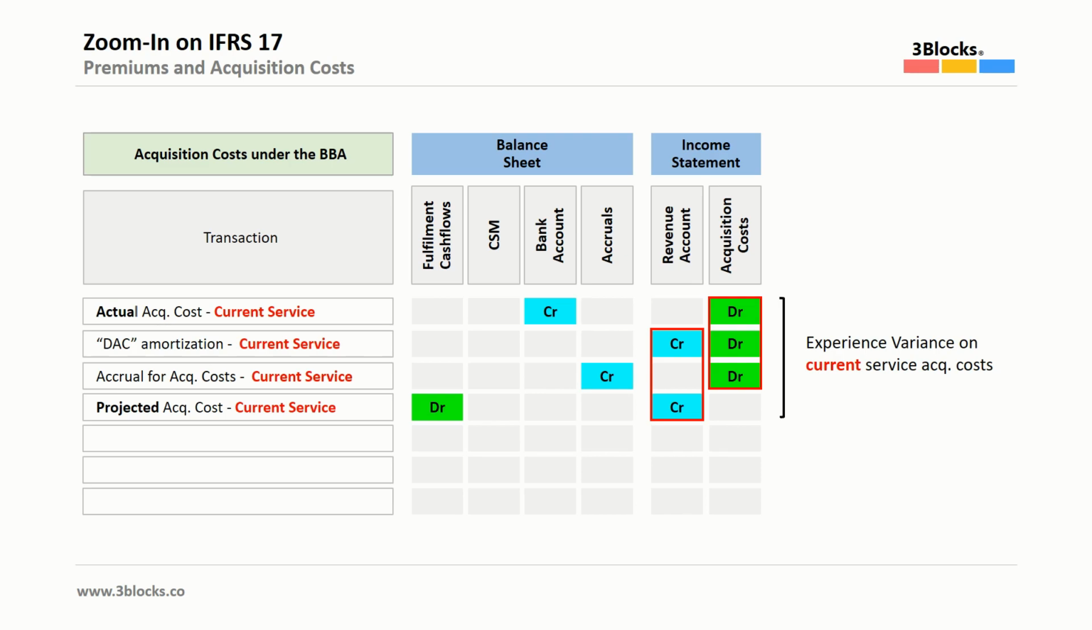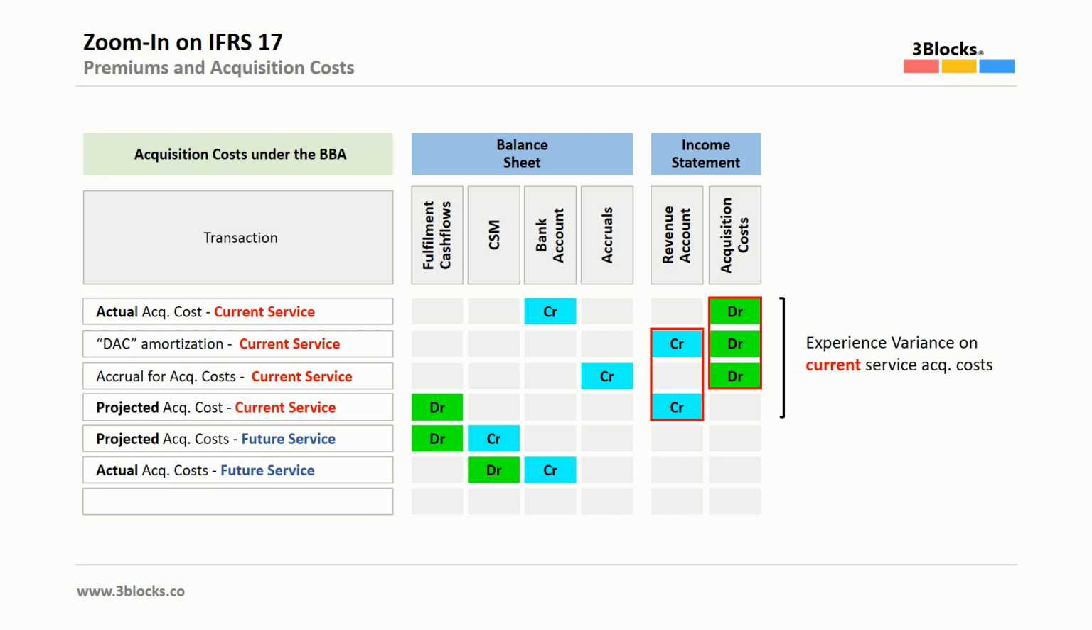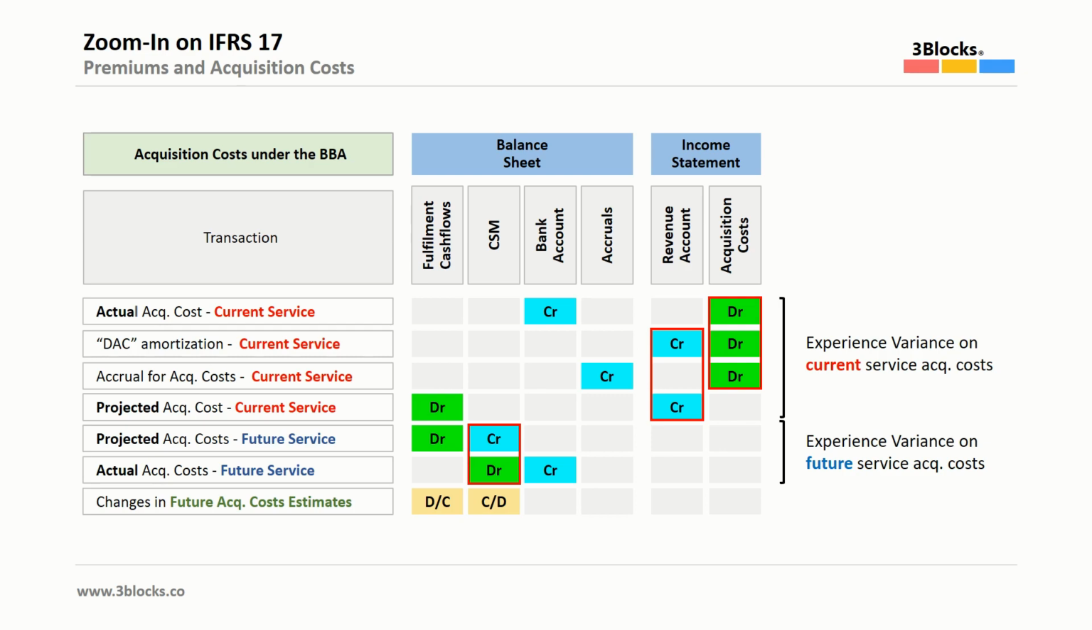When it comes to the acquisition costs corresponding to the future, on one side the projected amount is debited to the fulfillment cash flows and credited to the CSM. On the other side, the actual amount paid is credited to the bank account and debited to the CSM. In consequence, the future-related experience variance is accounted to the CSM. Lastly, changes in estimates of future payments of the acquisition costs are accounted to the CSM.